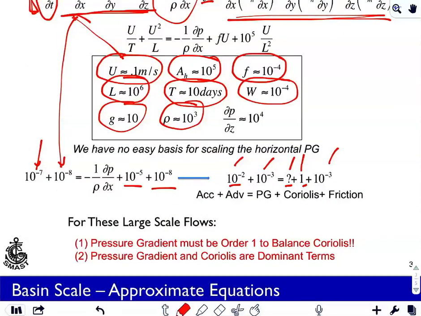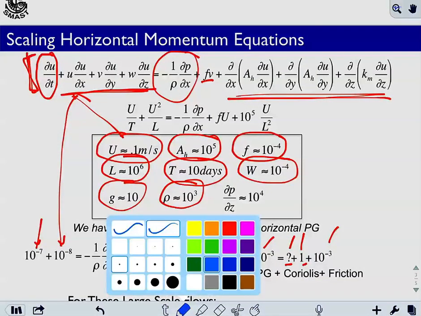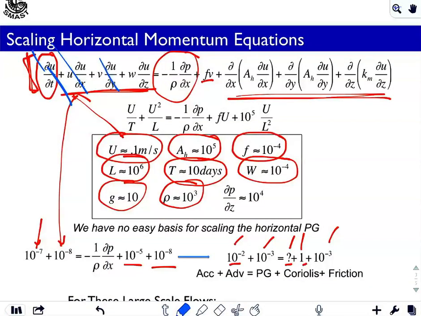So pressure gradient and Coriolis are the dominant terms, and I can come back to our equation here and basically scratch out everything except for those terms. So we're left with just these two terms right here from our U momentum. So we took U and V momentum, and we removed all the terms that were much smaller than these terms.